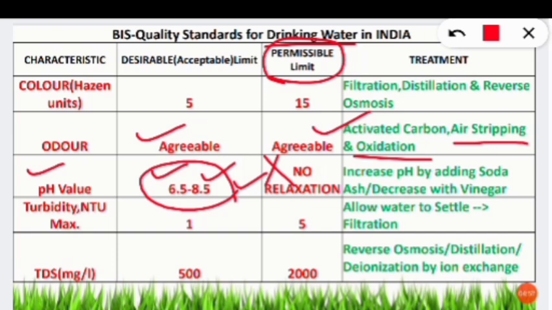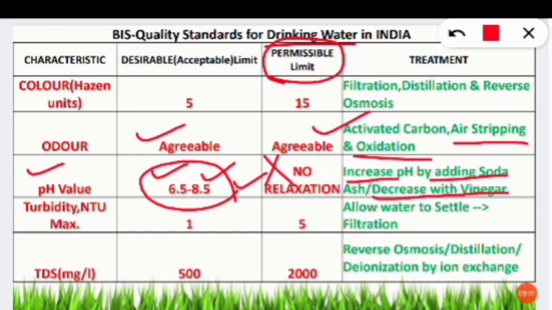What can we do if the pH is low? If the pH of any drinking water is low, we can increase the pH by adding soda ash. And what to do if the pH is high? We can decrease the pH by adding vinegar.